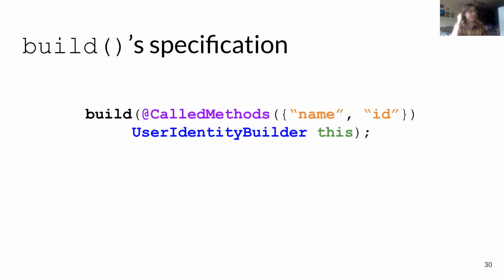So in the end, we end up with a specification for the builder that looks like this. We have an @CalledMethods annotation. This is the type. And the CalledMethods annotation says that name and ID have to be called before build.